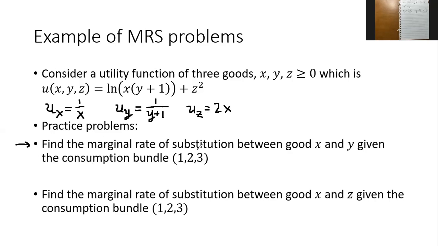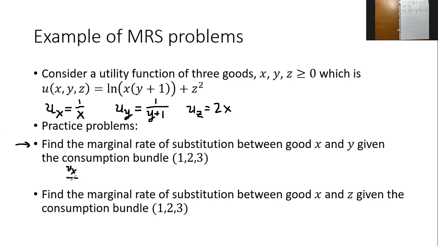This question, find the marginal rate of substitution between good X and good Y, given the consumption bundle 1, 2, 3. Remember, this has an economic meaning. The meaning is, what's the rate at which I'd be willing to give up some of good X in order to get more good Y? We can calculate that using this math. And that is to say, I want to take Ux divided by Uy.